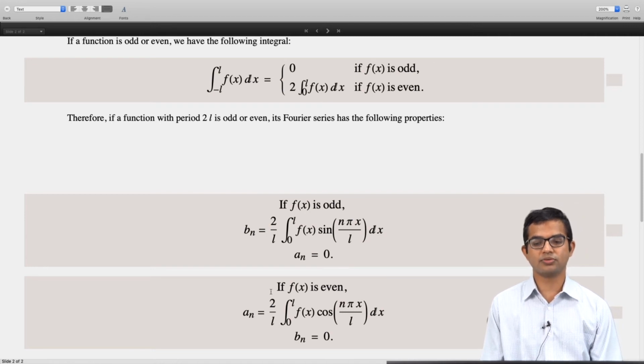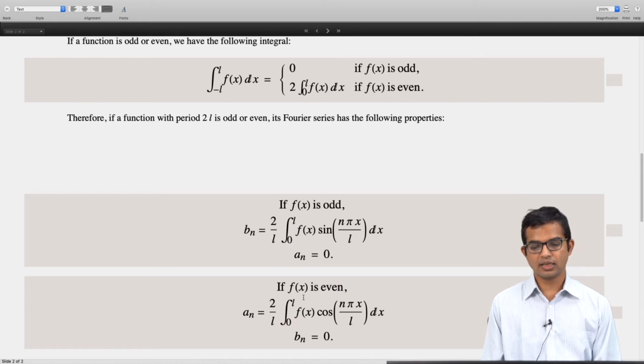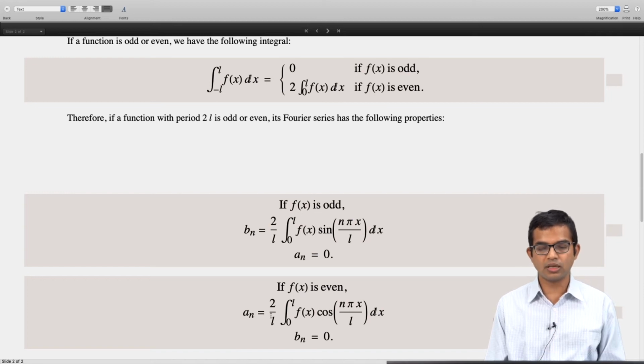So you cannot have any representation from cosines. If your function is odd, you cannot have any cosine part to it. It's going to be made up of a bunch of sines. And likewise, if your function f of x is even, then all the bn are going to vanish, and the an are going to be given by this integral, right? 2 by L. Now the interval you need to consider is just 0 to L, right?